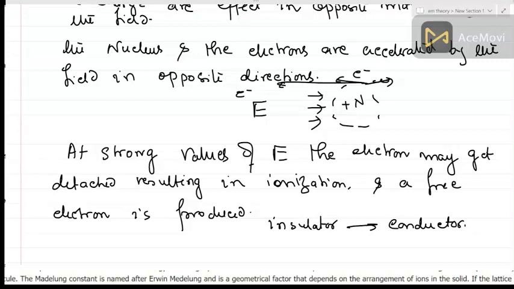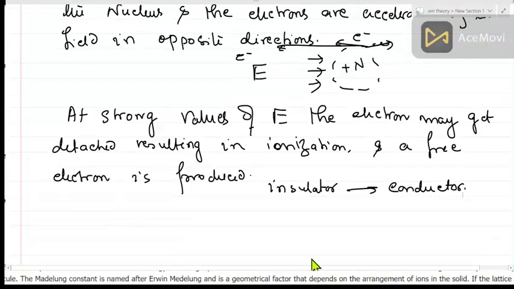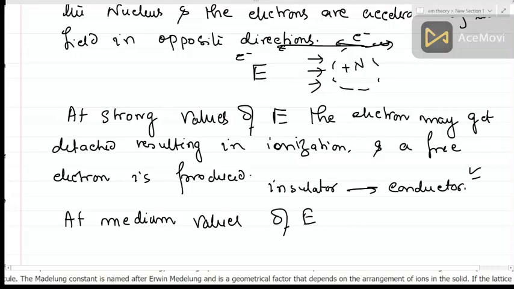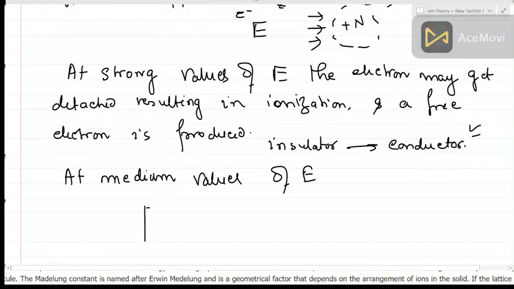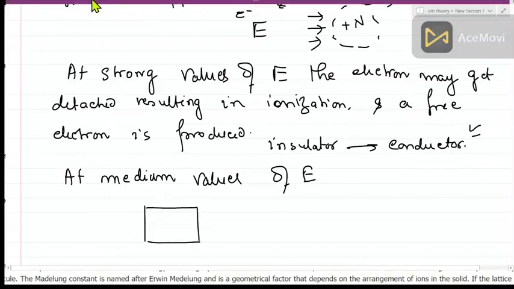In that case, the centers of the negative and the positive charges become separated from each other. And what happens is that the electrons still do not lose contact with the nucleus. So there are separate regions of positive and negative charge. At medium values of electric field, this is a very interesting situation. I will describe this. This is called breakdown.